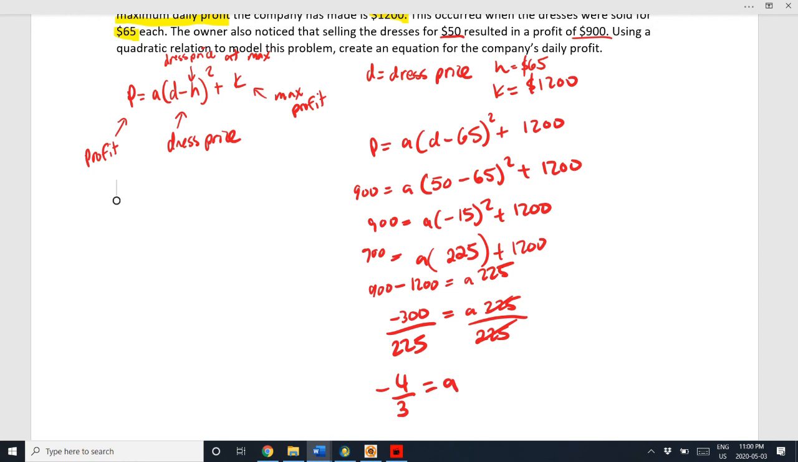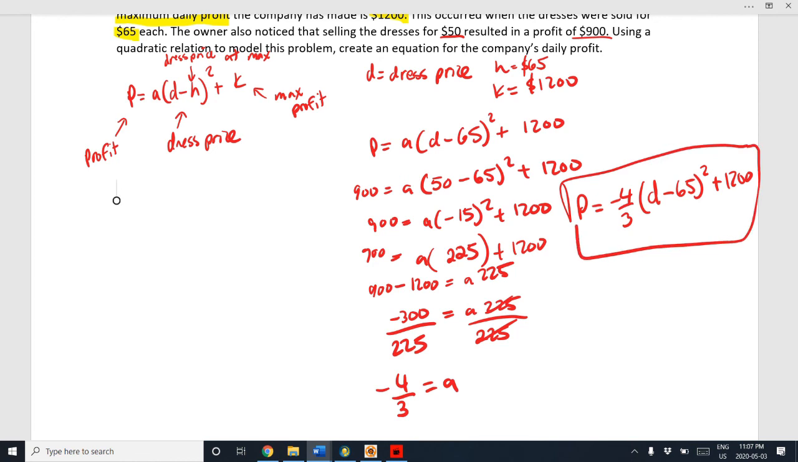So now that we know our A, we can put it all together and get our equation. And if you're having any difficulties reducing this value here, you could always just turn it into a decimal and it'll also be correct. But if you reduce it, you should get negative 4 over 3 in this case. So let's put it all together and get our final equation. So our profit is equal to negative 4 over 3 bracket D minus 65 squared plus our K value, which is 1200. And so this is our equation that represents the scenario in vertex form.